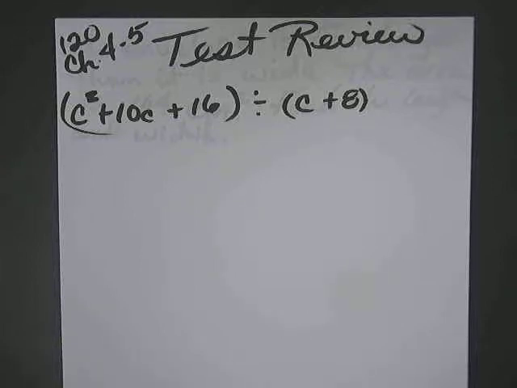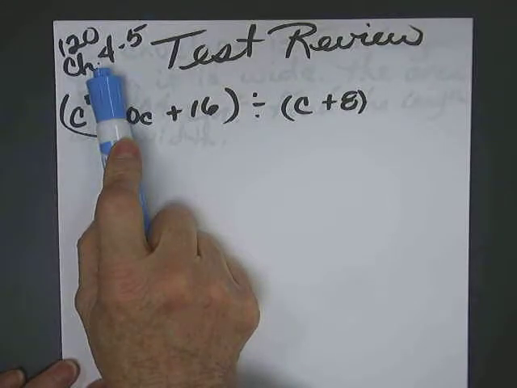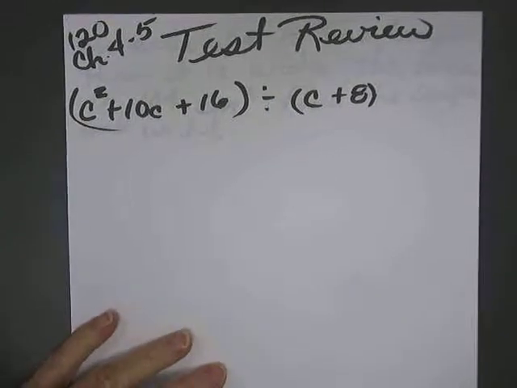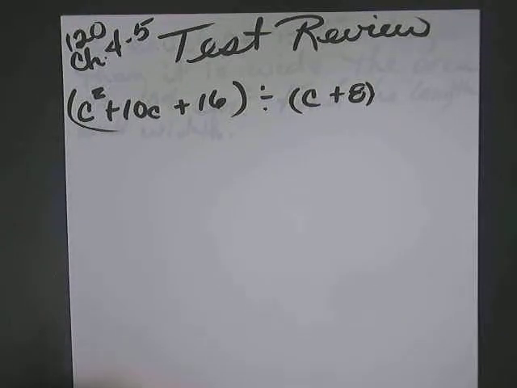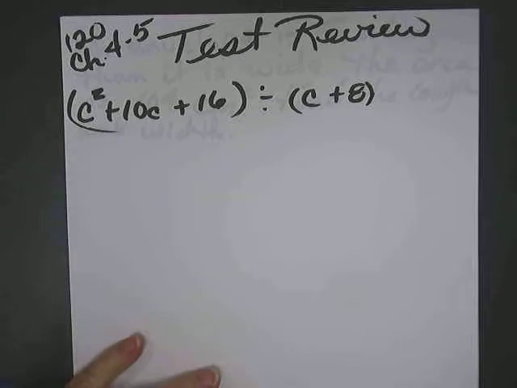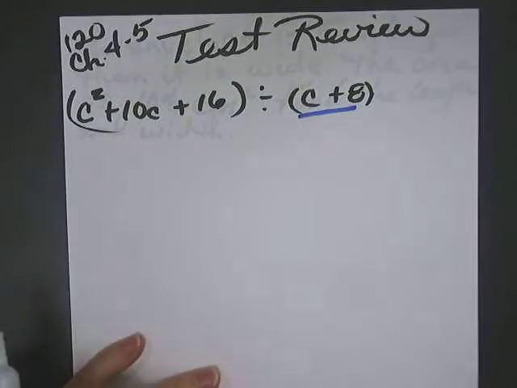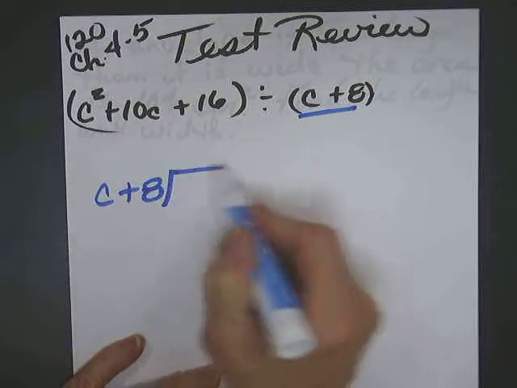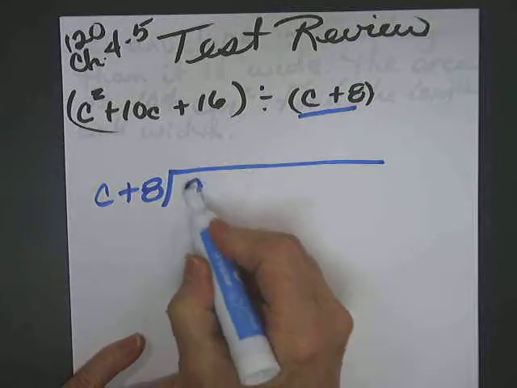The next test is on the two chapters, 4 and 5. The review, this is one of the problems, similar to one of the problems right here. Okay, we have c squared plus 10c plus 16 divided by c plus 8. What are you going to do with that? You put this on the outside and you're going to divide, long division, right? Does that look familiar? Just something you've been doing?